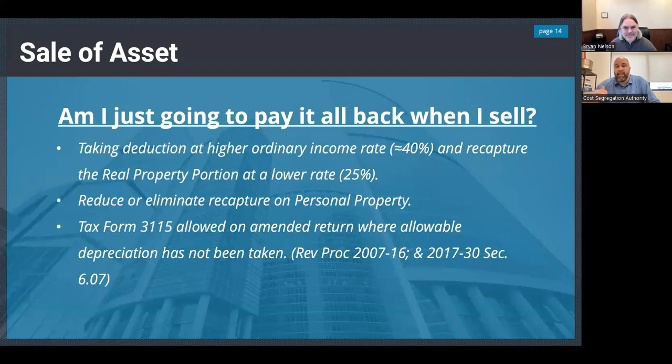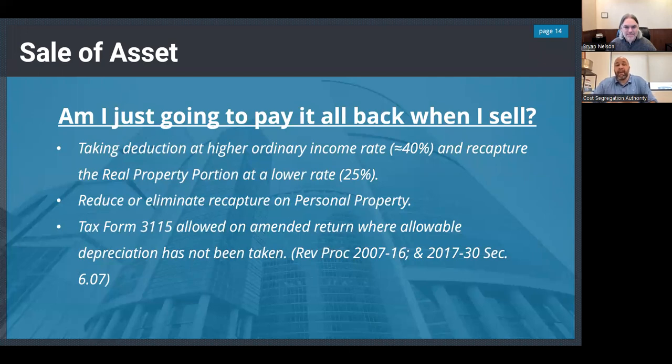So kind of in summary, take your deduction at a high rate, pay back a portion of it, not all of it, a portion of it, depending upon how long you've owned it, at a lower rate and save the spread. And that's all we're doing with cost segregation.